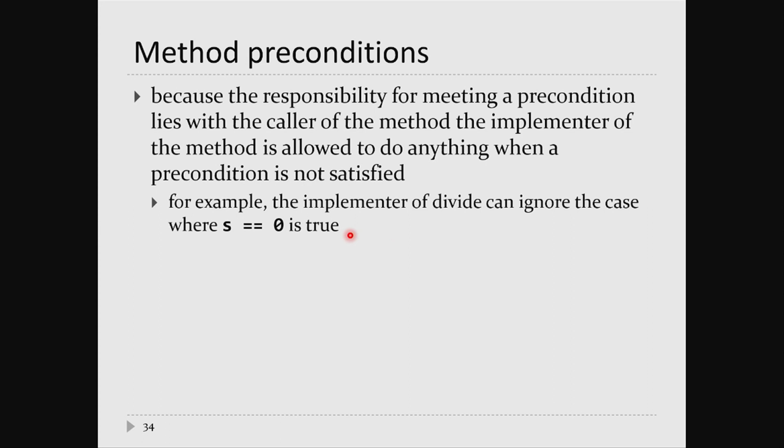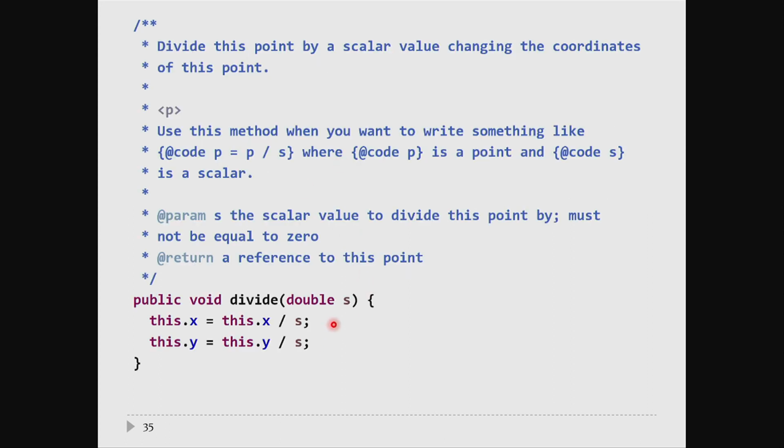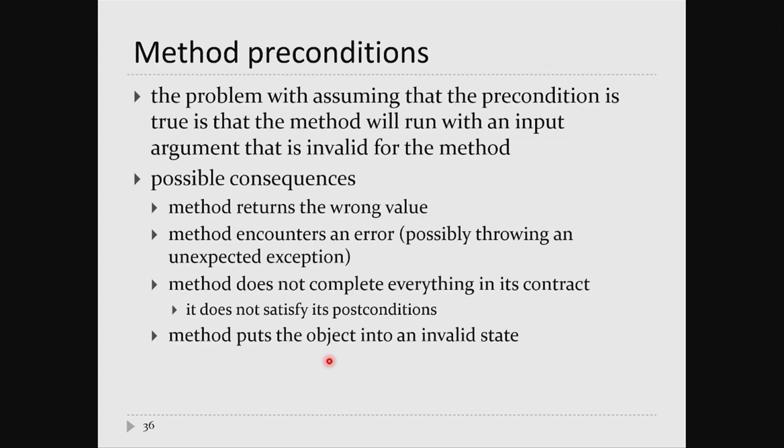So for example, you can simply ignore what happens if s is 0. You just go ahead and divide x and y by s, and you carry on. We're not going to do anything. We told everybody there's this precondition, and then you completely ignore the fact that there's a precondition. If someone passes in 0, it's their problem, not yours.